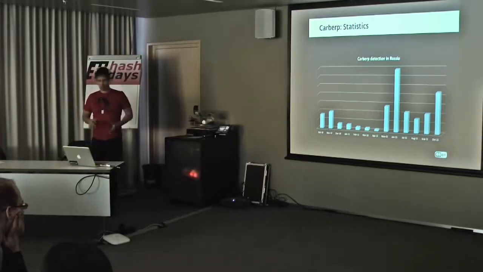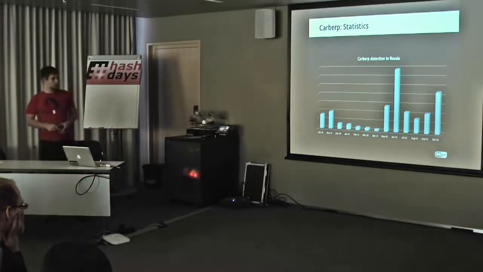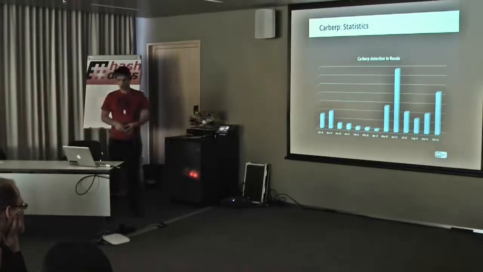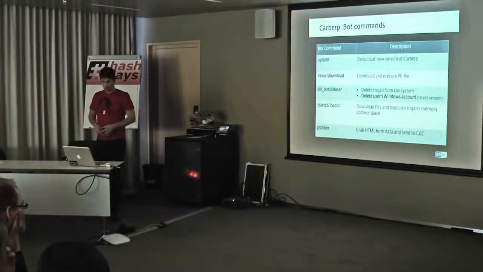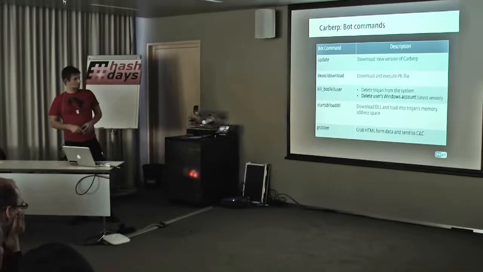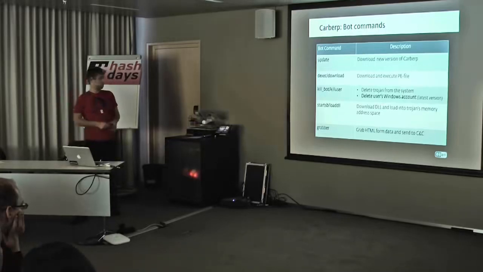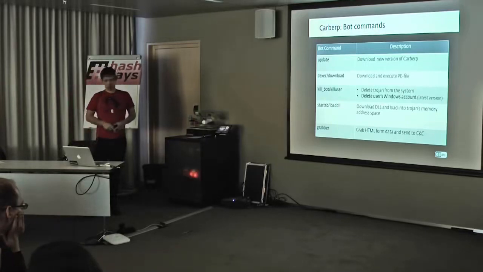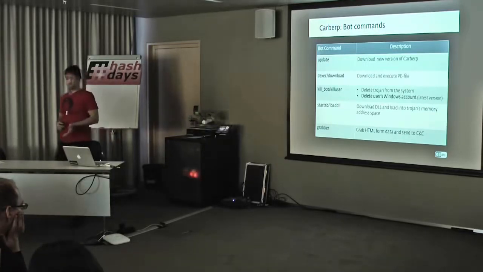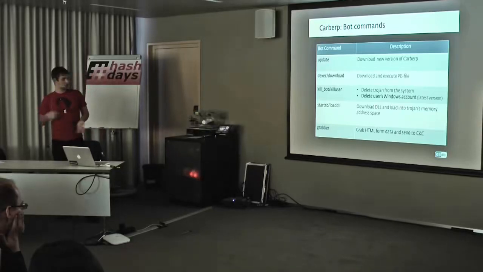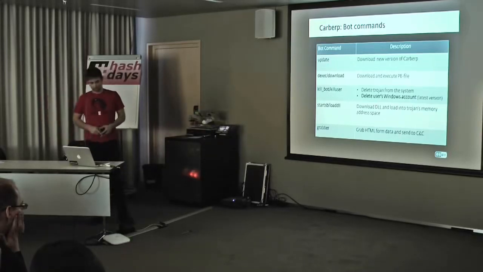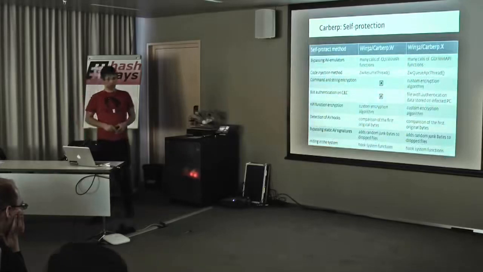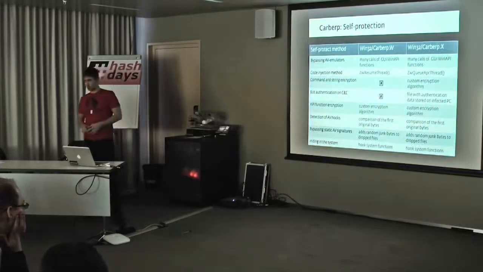And the most visible impact that it had on the detections is between November and December, where there was quite a dramatic decline thanks to the takedown of a couple of CNC servers. Okay, these are the bot commands that Carberp is using. To point out some of the more interesting ones, there's the kill user option, which is there to better cover their tracks for the attackers, where the whole Windows user account would be deleted, thus making forensic analysis a bit harder. And Carberp, as I said, is much more sophisticated than the previous two examples.